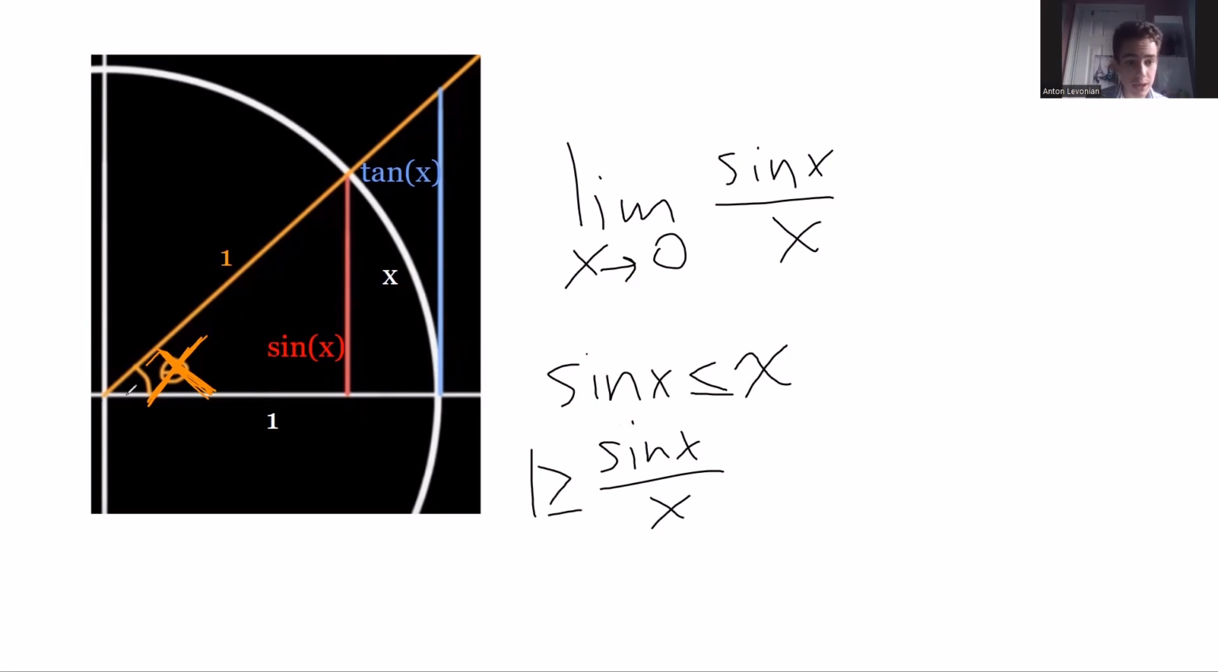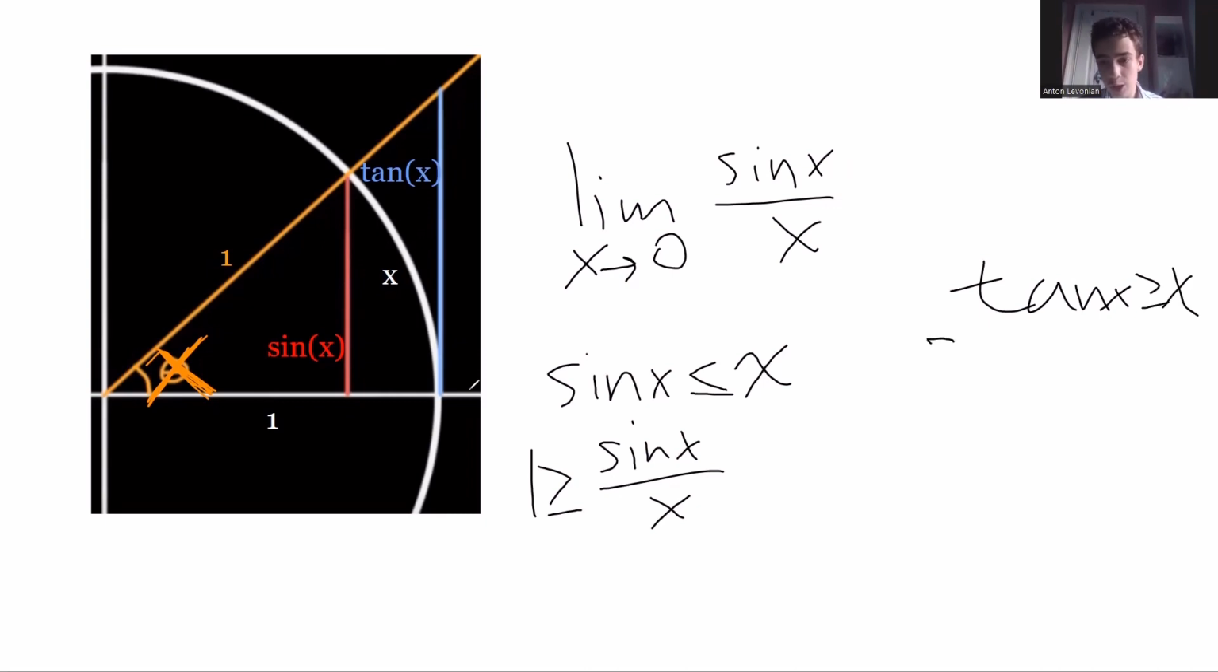Now, notice that this white length right here is 1 also. That's another radius. And so this blue length has to be tangent of x, because this blue length over 1 has to be equal to opposite over adjacent, which is tangent of whatever angle this is. And so this blue length is tangent of x. Now note that tangent of x is bigger than or equal to x, again, for x close to 0.